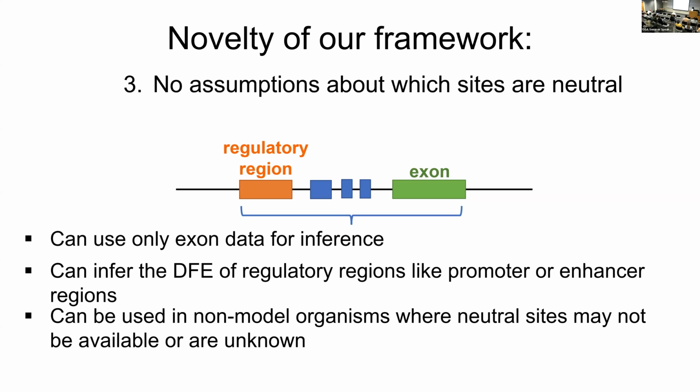Some other related advantages: we can use only exon data for inference if we want. And we can use it in non-model organisms where we don't know which sites are neutral and which ones are not.